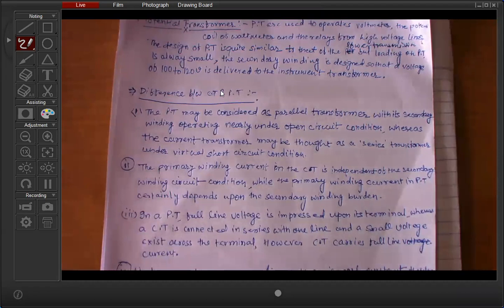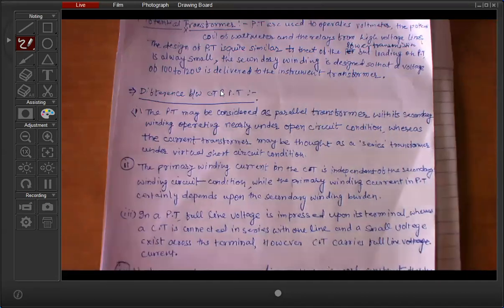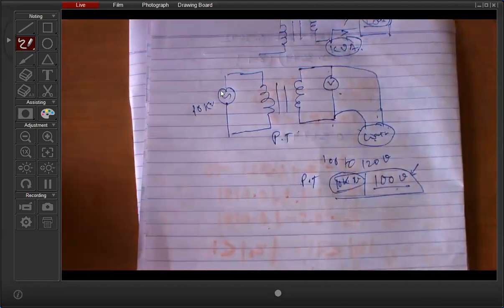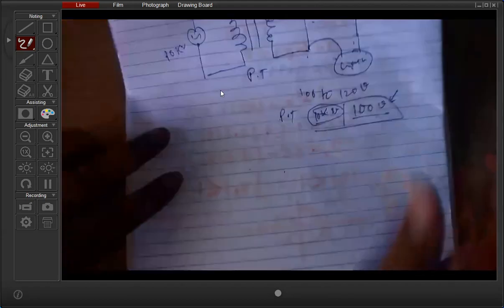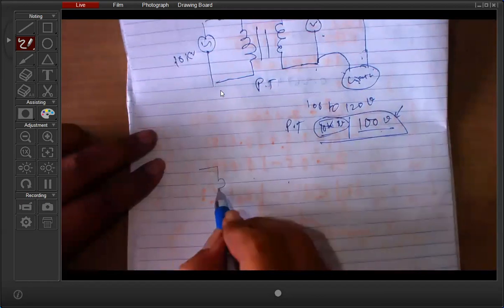Okay, so the first difference is: potential transformer works as a parallel transformer, and its secondary winding operates nearly at open circuit condition. And in case of current transformer, it works as a series transformer, and you can say it works nearly at short circuit. Why? Just wait, I will explain. Suppose you have one current transformer.